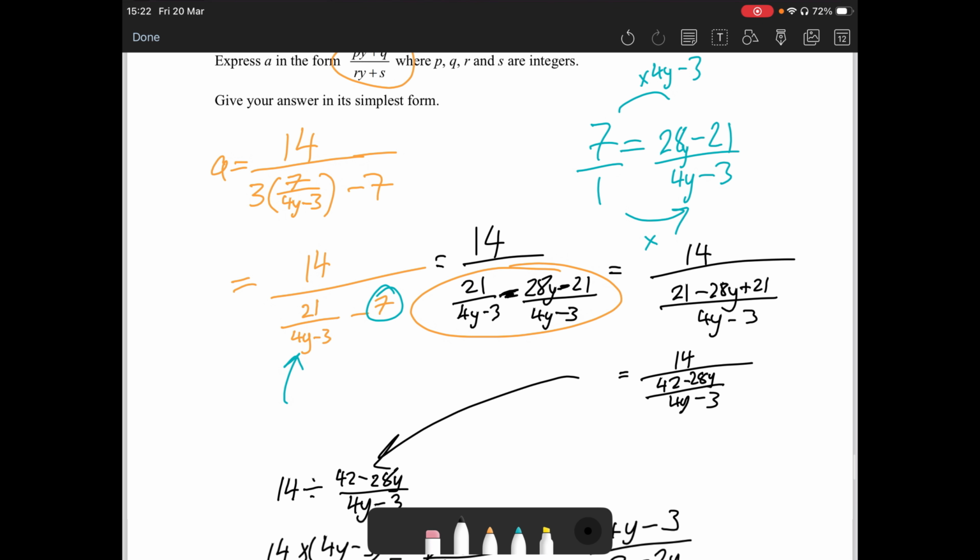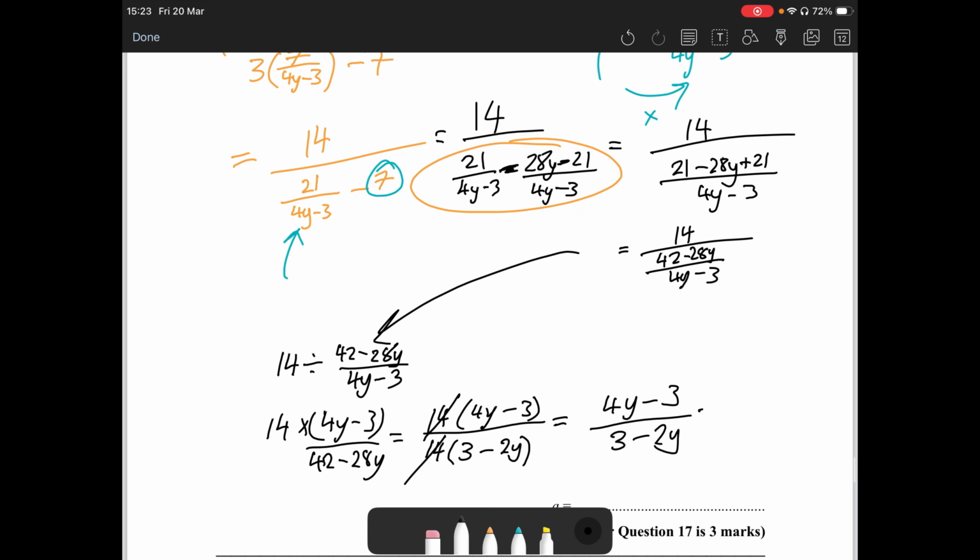they want the y at the front on both terms. So let's make them happy. 4y minus 3 on the numerator, minus 2y plus 3 on the bottom. So there we go. We've got it in the form they wanted. Let me confirm that with the mark scheme. I'm feeling pretty good about it, but let's see what they've written. 4y minus 3 over 3 minus 2y.